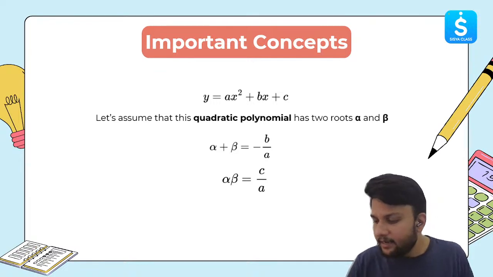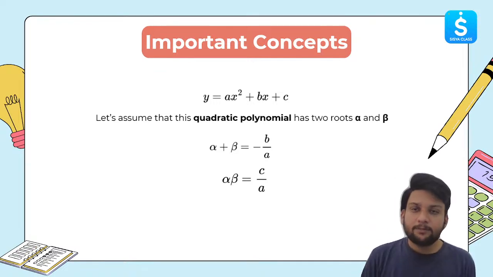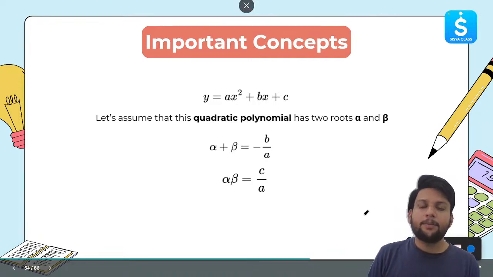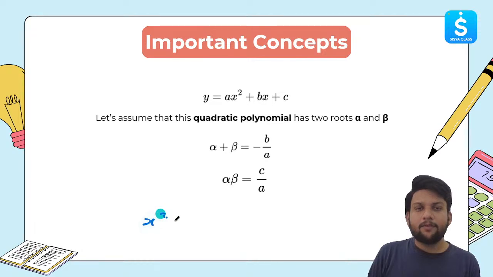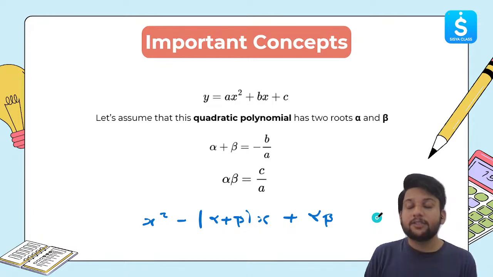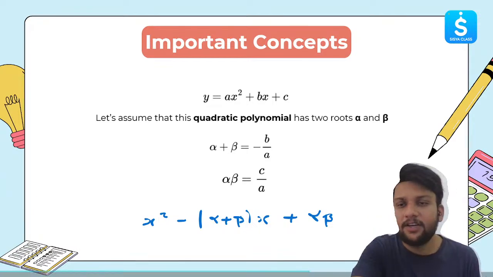Let me take a chance to explain one more thing, and make sure you write it down: if we are given the sum and product of roots, then our quadratic equation can be formed as x squared minus the sum of roots, that is alpha plus beta, times x, plus the product of roots, that is alpha beta. We will be dealing with so many of these questions, and it will be very easy. Don't worry about it. All right, great.